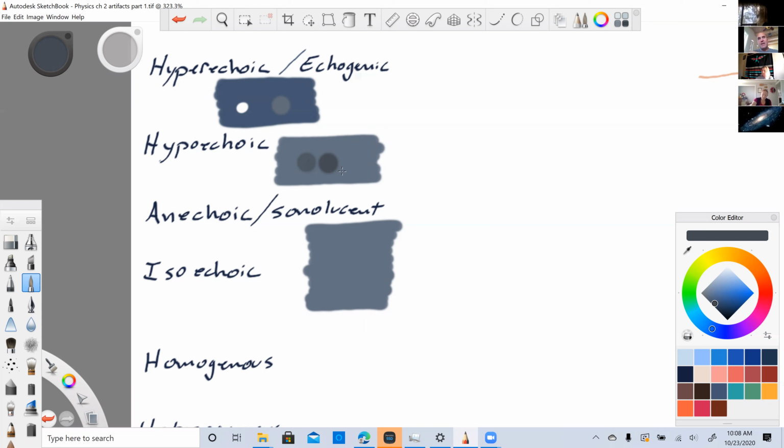Anechoic is an absolute value, meaning without an echo, without echoes. So an anechoic structure would be like that. Usually a cyst, not always, but usually a cyst. Sonolucent is another term for that. There are no echoes returning from that area. That's why that area is black on the screen.